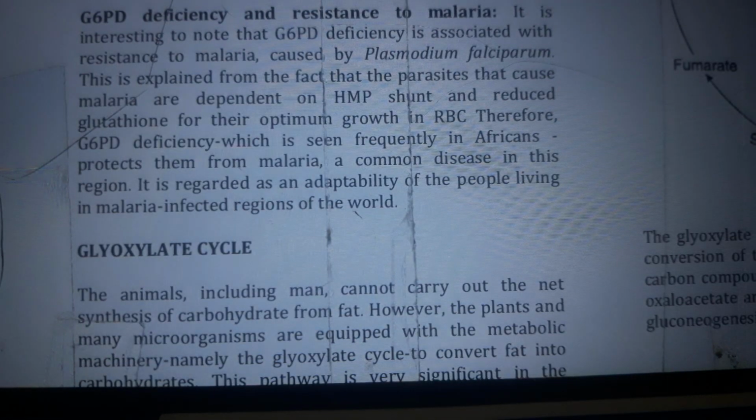G6PD deficiency and resistance to malaria. It is interesting to know that G6PD deficiency is associated with the resistance to malaria caused by Plasmodium falciparum. This is explained from the fact that parasites that cause malaria are dependent on HMP shunt and reduced glutathione for the optimum growth in RBC. Therefore, G6PD deficiency, which is seen frequently in Africans, protects them from malaria, a common disease in this region. It is regarded as an adaptability of the people living in malaria-infected regions of the world.